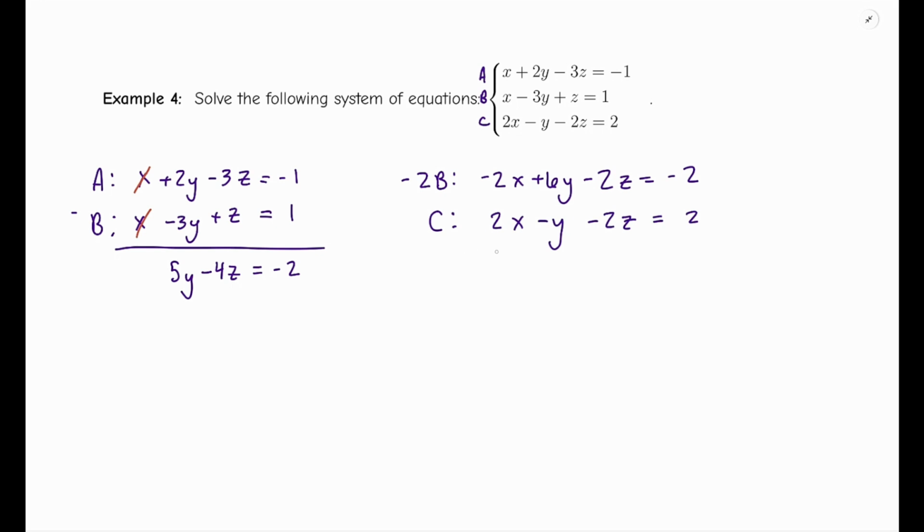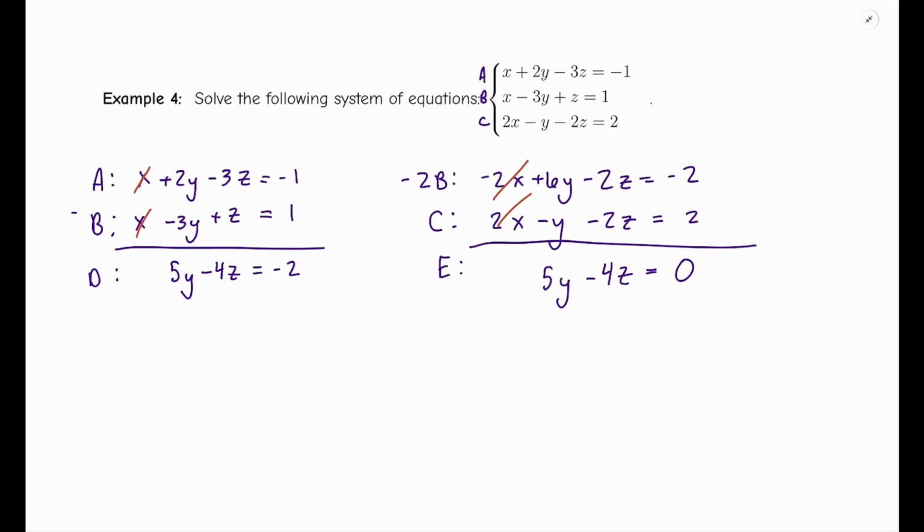Okay, then I go ahead and add these together. The x's cancel out. We get 5y minus 4z equal to 0. So now these are my two new equations, D and E.